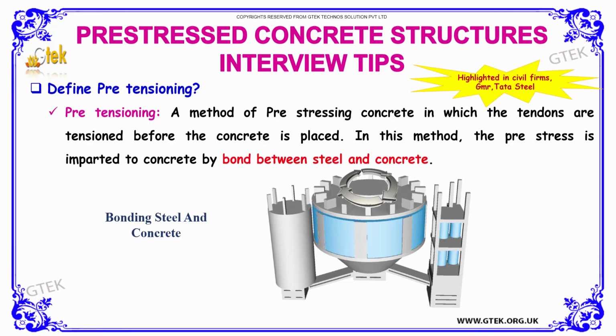We'll move to the next question. Define pre-tensioning. Pre-tensioning is a method of pre-stressing concrete in which the tendons are tensioned before the concrete is placed. In this method, the pre-stress is imparted to concrete by bond between the steel and the concrete. You can see here how the bonding works between the steel and concrete.